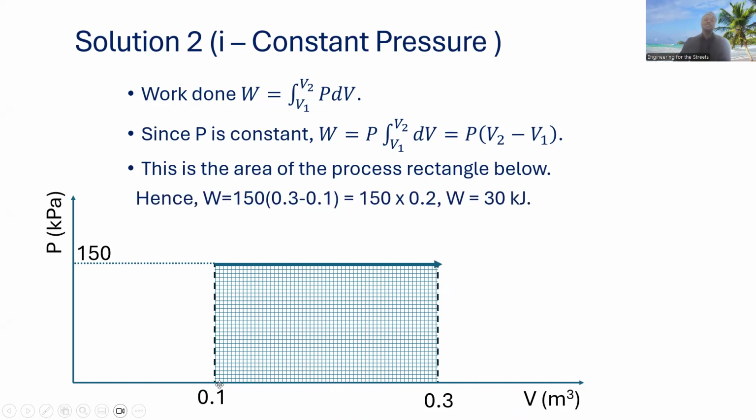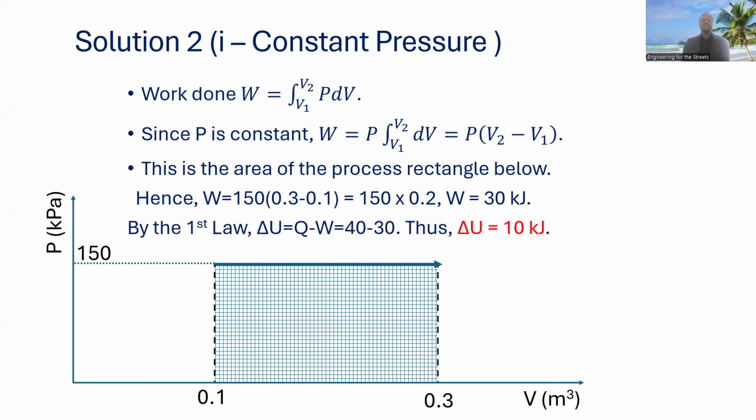So work equals 150 times 0.3 minus 0.1 equals 150 times 0.2, and that gives you 30 kilojoules. And by the first law, delta U, which is the change in internal energy, equals heat delivered minus work done. And since heat delivered is 40 kilojoules, it becomes 40 minus 30 equals 10 kilojoules. So that's the change in internal energy of the gas in the process.